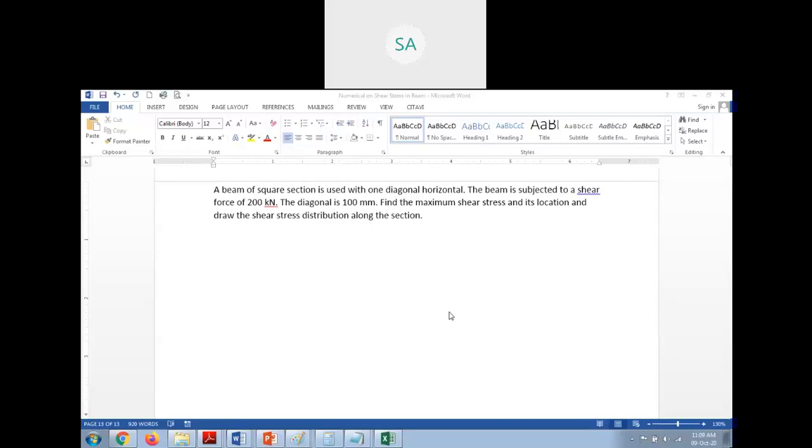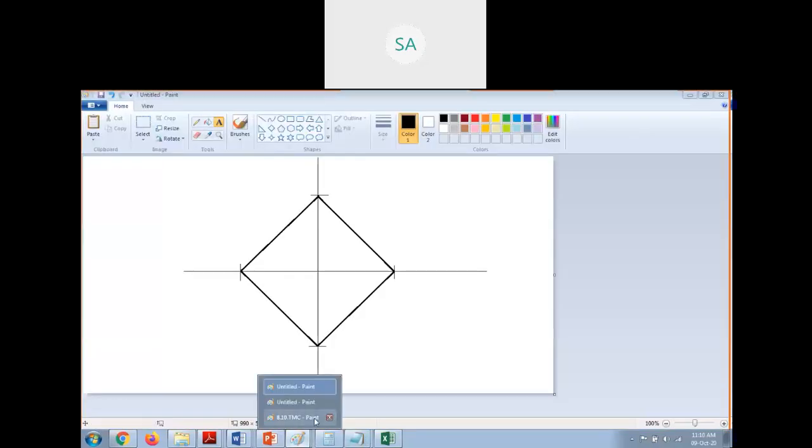In this numerical, what he has said is the square section is used with one diagonal horizontal. So we just draw the square section, right? So this is my square section. These are the diagonals, and he's saying one of the diagonals is horizontal, so the other diagonal will be vertical. So it is tilted like this. So the solution is completely different. Let us try to solve this.